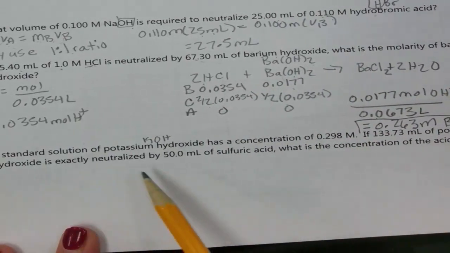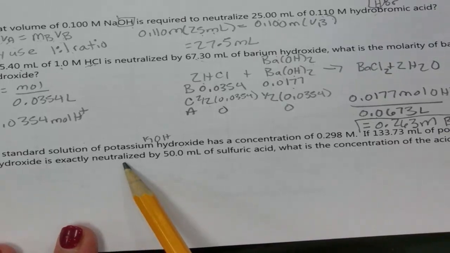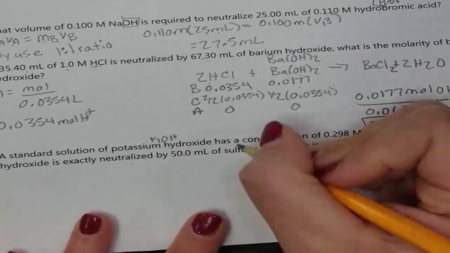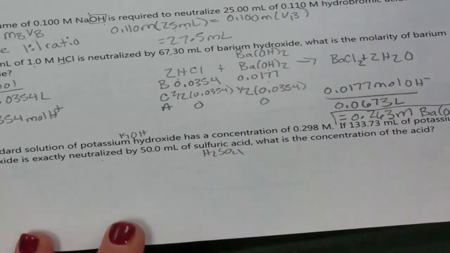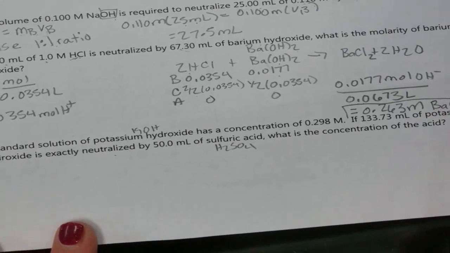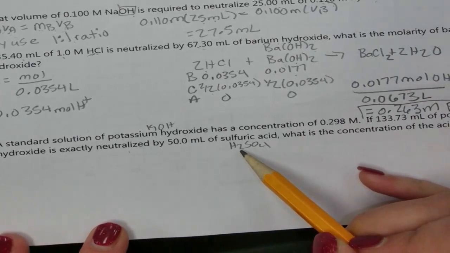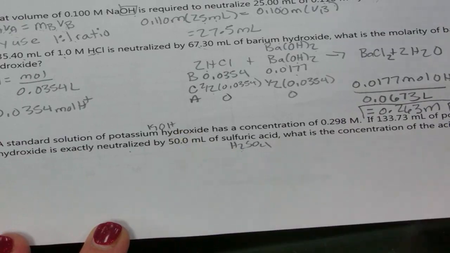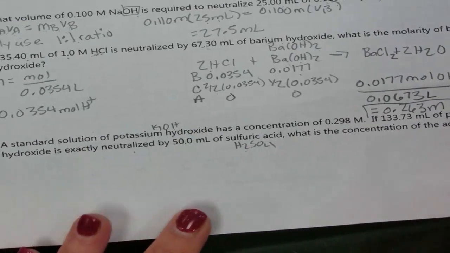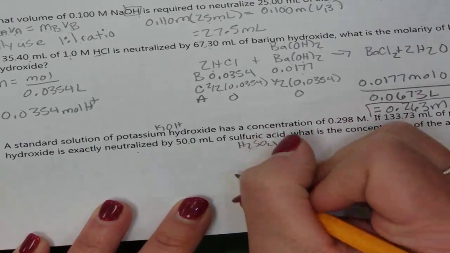133.73 mL of potassium hydroxide are needed to exactly neutralize 50 mL of sulfuric acid. Sulfuric acid is H2SO4. All right, so we want the concentration of the acid. Now, what do I notice here? I notice that I have 2 hydrogens for every 1 hydroxide. This is not a 1-to-1 ratio, so again, I'm going to have to write myself a balanced equation.